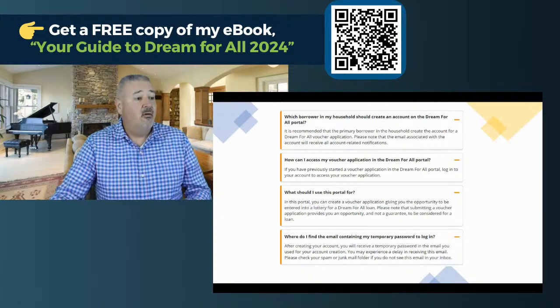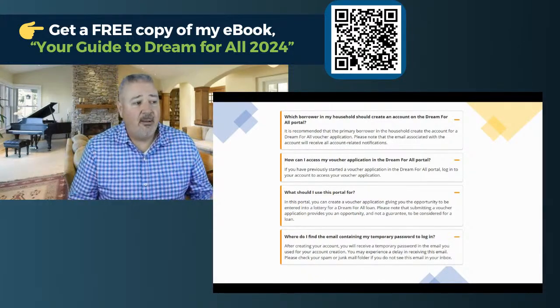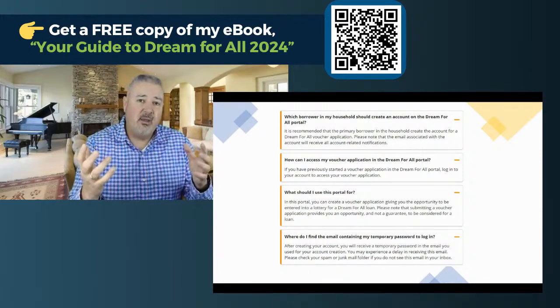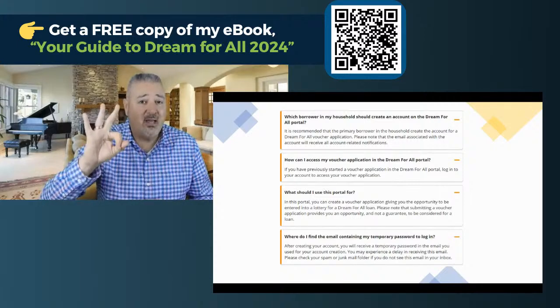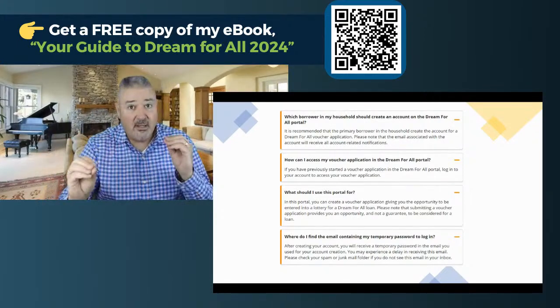Okay, now, second FAQ, how can I access my voucher application? If you started an application, just go in and log in. So you start it once you get the registration email. Quick tip, today I had to click the button to register 3 times before it accepted and told me it sent me the email. So it's definitely buggy today.